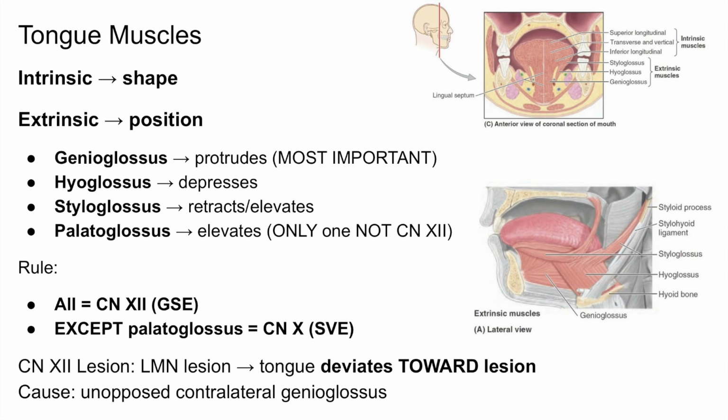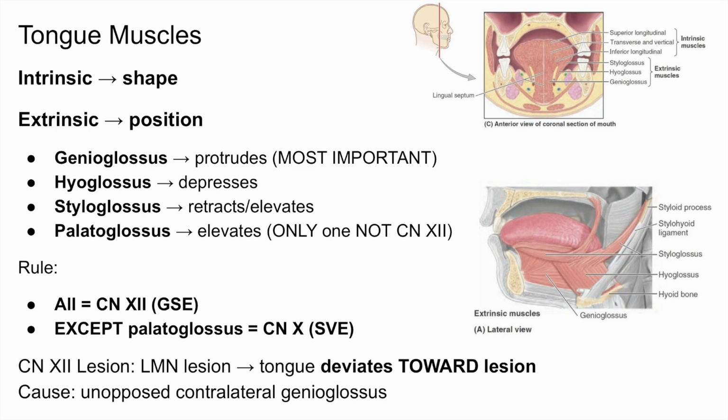Okay, so starting with the big split here. Intrinsic muscles change shape. They let the tongue curl, flatten, elongate, or narrow. They don't move it around. They just fine-tune it. Think of them like precision tools. Intrinsics are precision. Then extrinsic muscles change position. They actually move the tongue in space, which is what matters for swallowing, speech, and airway control.